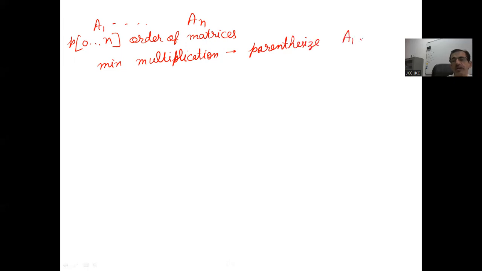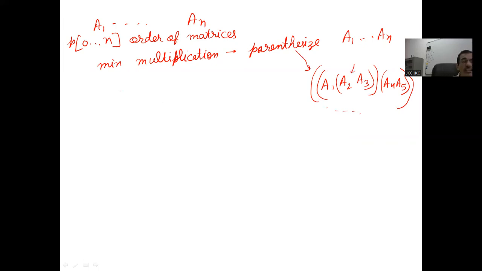Parenthesize your A1 to An. For example, if I say A1, A2, A3 are to be multiplied like this, then A4, A5 like this, then these further to be multiplied again. So this is what I mean by parenthesis, so that it is clear which one is to be multiplied in what order. Now, obviously, if I say these many, there are plenty of choices.